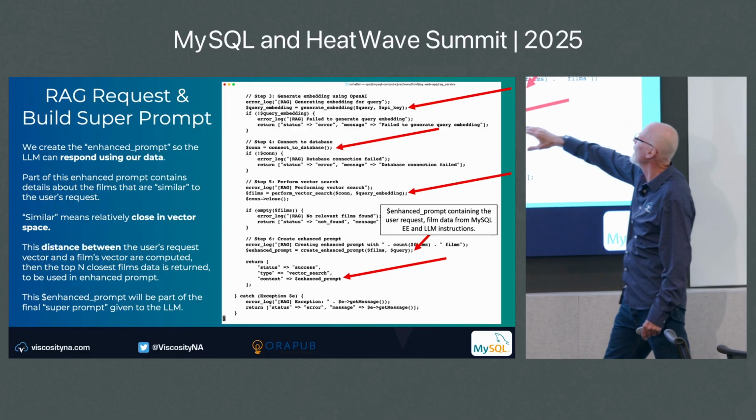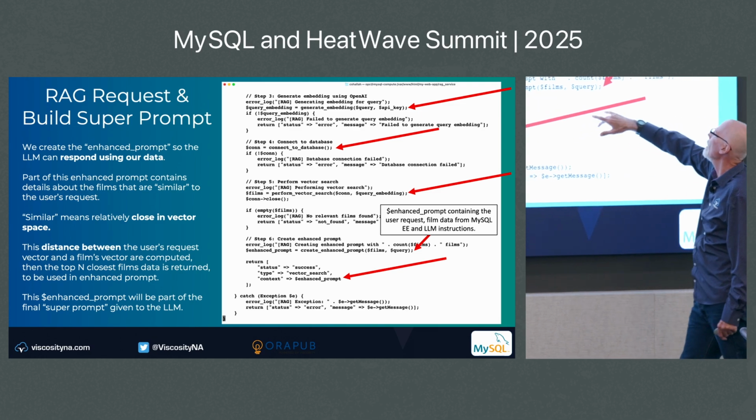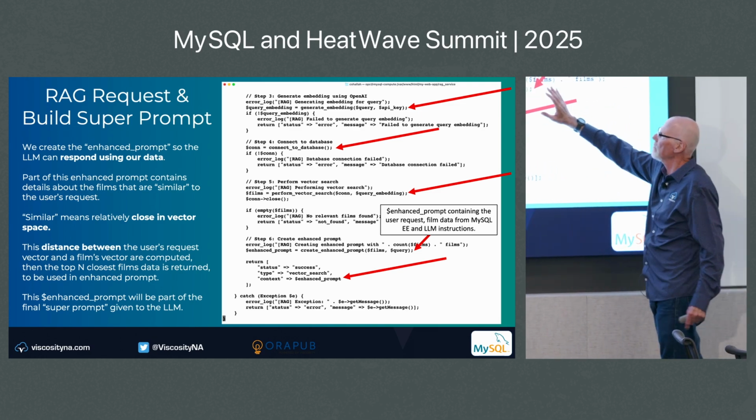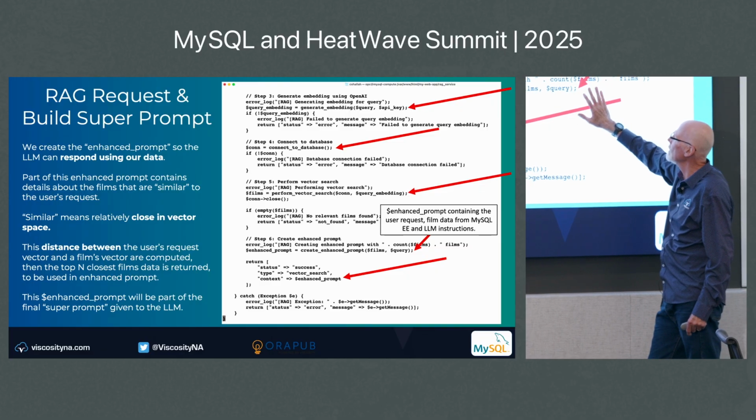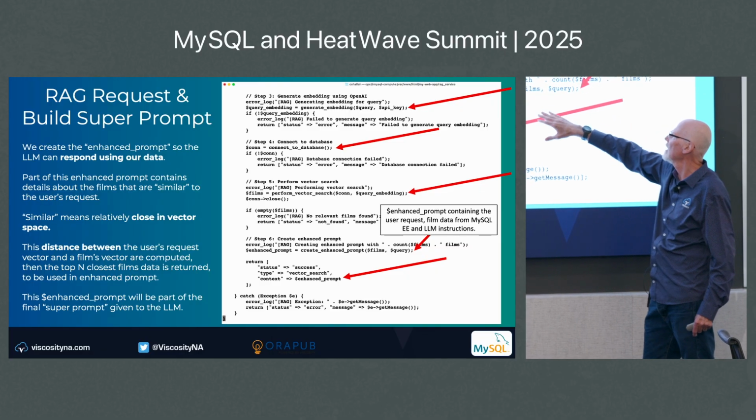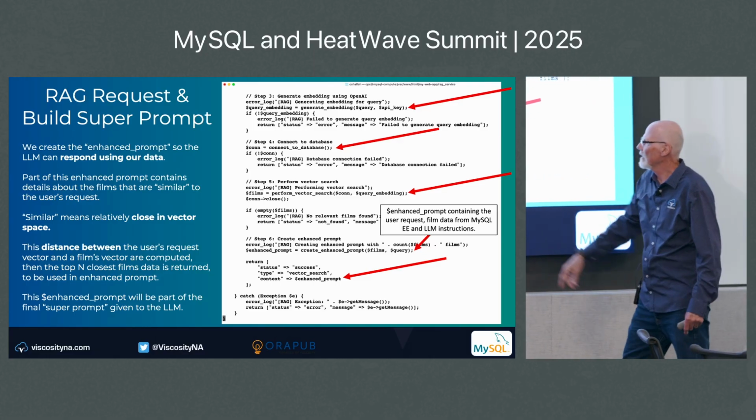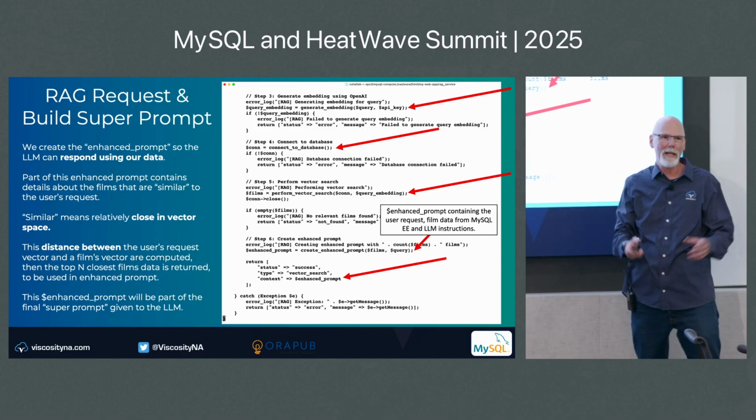And then we're going to create our enhanced prompt here. It's not quite a super prompt yet, but it does have a bunch of the components. You can see there's my context, there's my query, and it's going to add the instructions to it. All right, so that's the enhanced prompt. Now we've got to make it super.